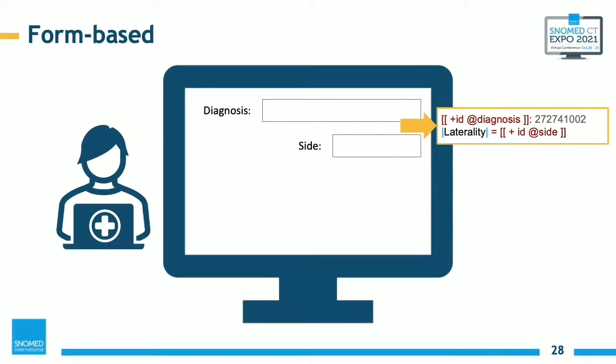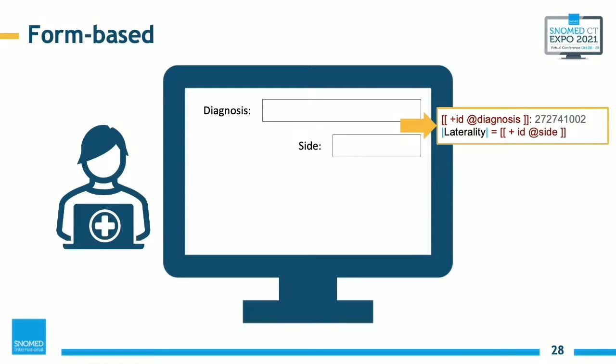The second approach is the form-based approach, where the combination of values recorded in different data entry controls results in specific expressions to be formed. In this small example, the value of the diagnosis field and the value of the side field are used to represent different parts of the resulting expression. And as shown here, this approach uses an expression template to ensure that the selected values are added in the appropriate places within the expression.